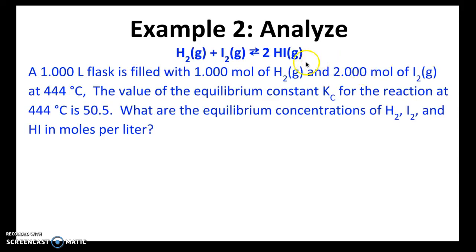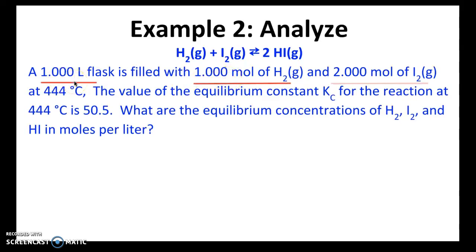So this would be considered our initial amount. Initially we're starting off with some amount of both of our reactants, but we have no products. What we need to know is, once equilibrium is established, how much reactant we have left and how much product we made. The other key thing to note is that they're giving us the amounts of H2 and I2 in moles, not in molarity. But the cool thing is they gave us the volume, so we can calculate the molarity by taking the moles and dividing by the volume.